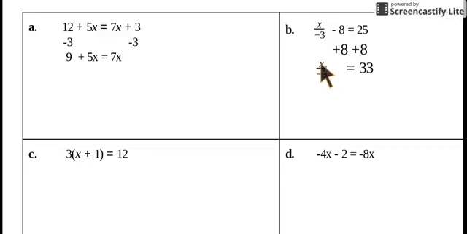So now you're going to do the opposite operation. So right now you're dividing x by negative 3. The opposite of dividing by negative 3 is multiplying by negative 3. So you're going to multiply both sides by negative 3 so that on your left you'll have x and on your right you'll have your answer.